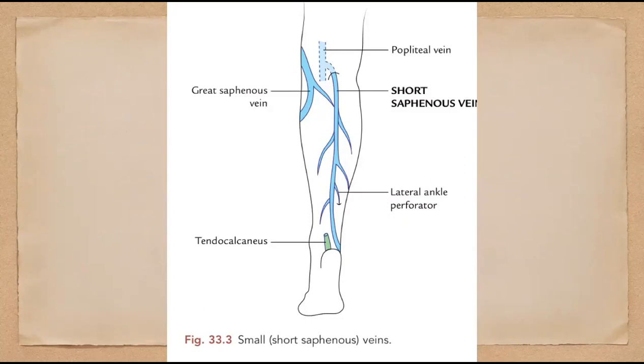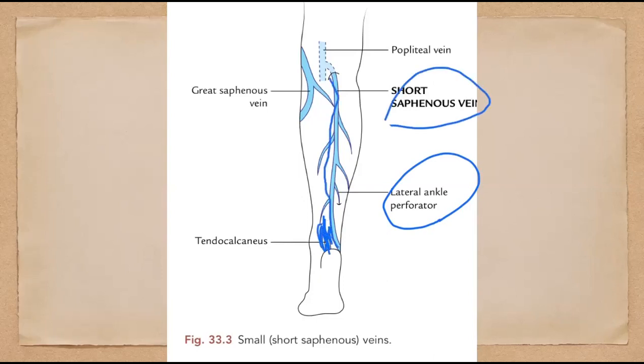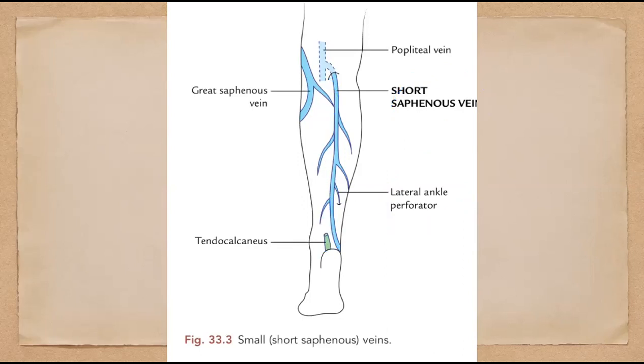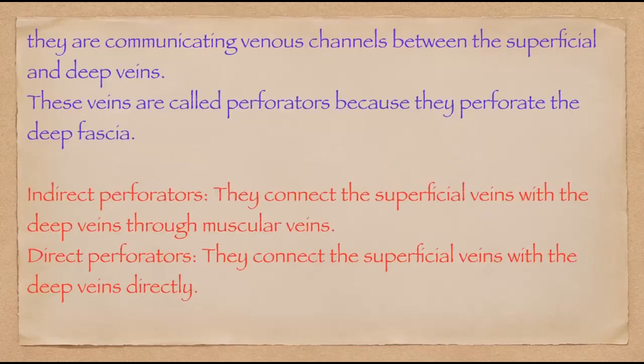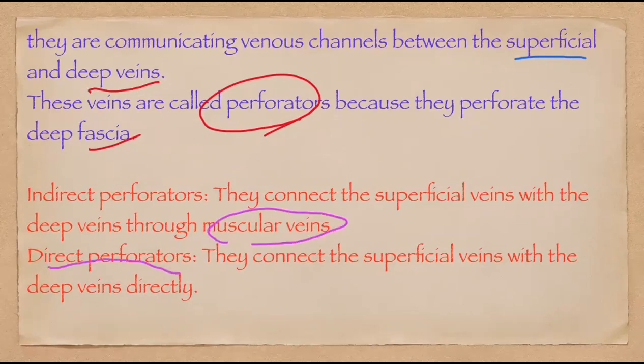So there is the lateral ankle perforator. This is the tendocalcaneus, right? Small saphenous vein, right? Coming to the perforating veins, they are communicating venous channels between superficial and deep veins, called perforators because they perforate the deep fascia, right? There are two types, indirect and direct perforators. Indirect perforators connect superficial veins with the deep veins through muscular veins, whereas direct perforators connect superficial veins with deep veins directly, right?